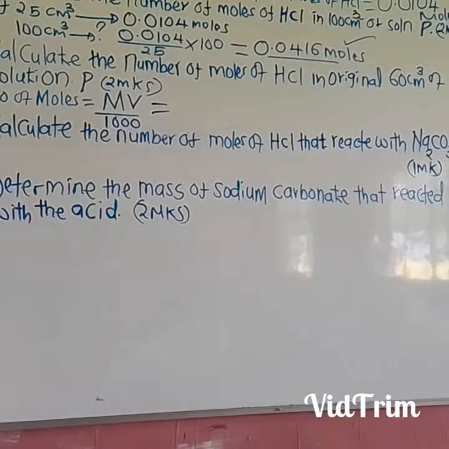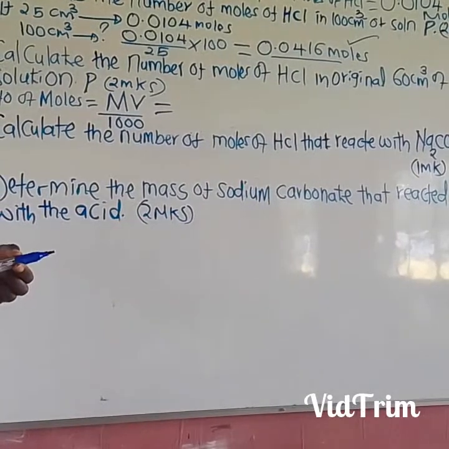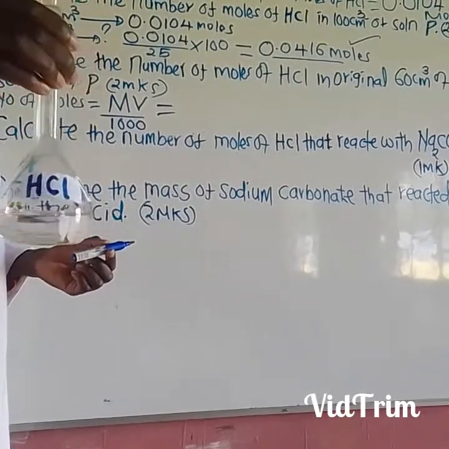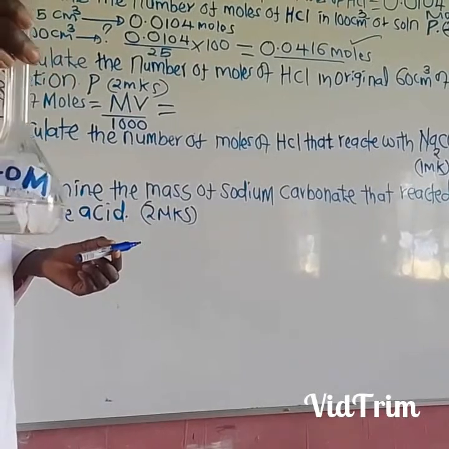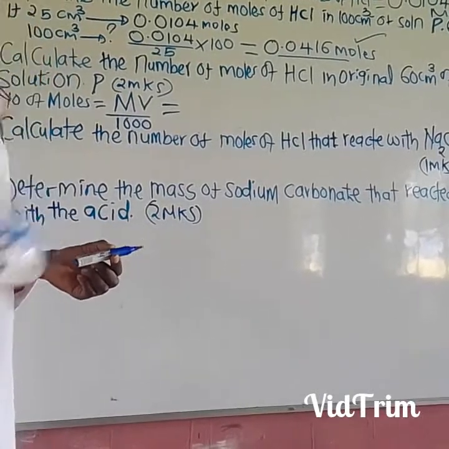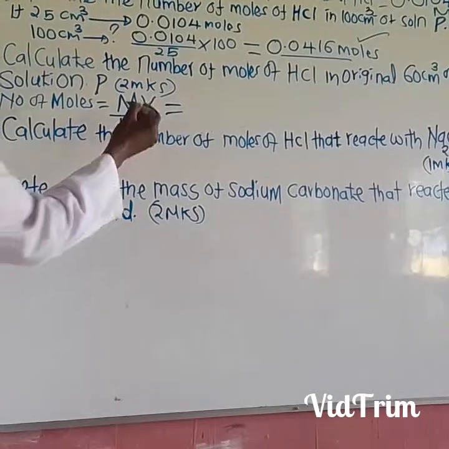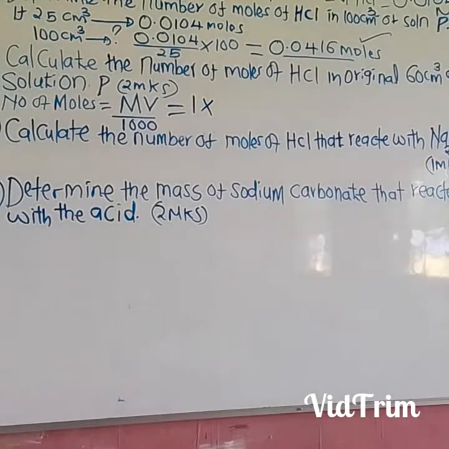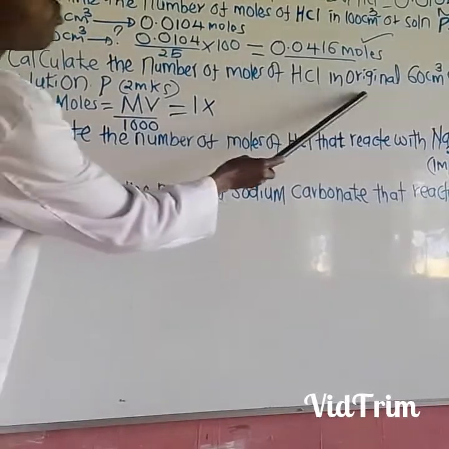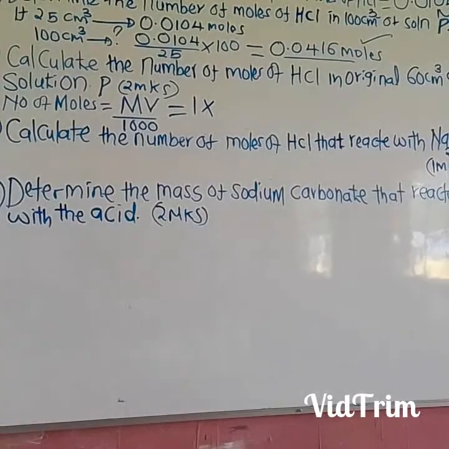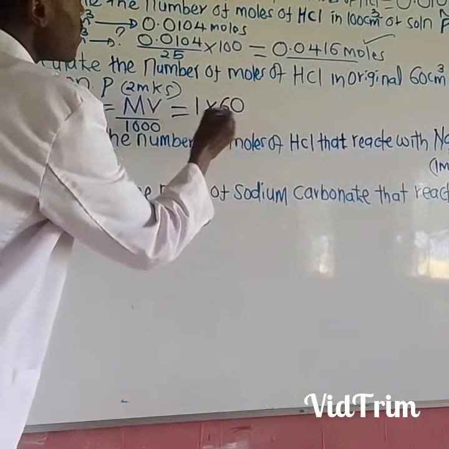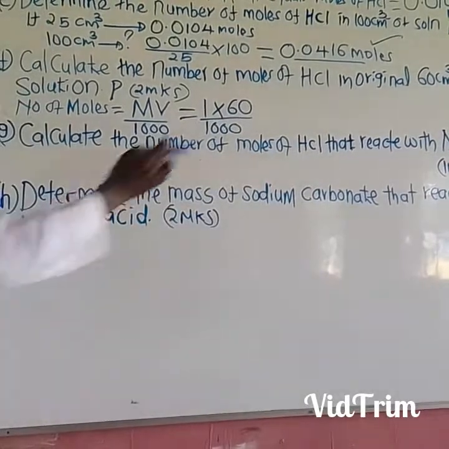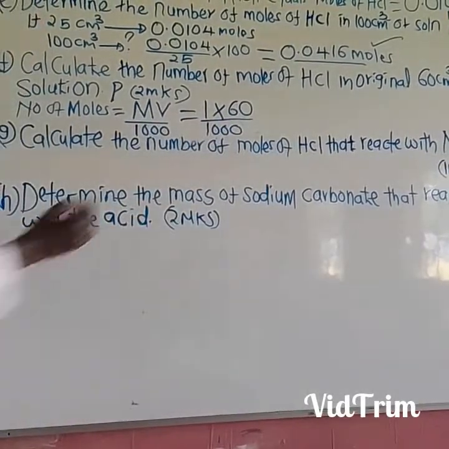So what's the molarity of the original solution, solution A? The molarity of the hydrochloric acid is 1.0 mole. So you just substitute. The molarity, capital M, is 1 times volume. We are talking of volume in the original 60 centimeter cube, so you put there 60. Then you divide by that constant, which is 1000, that means a volume in 1 liter. Is it okay?